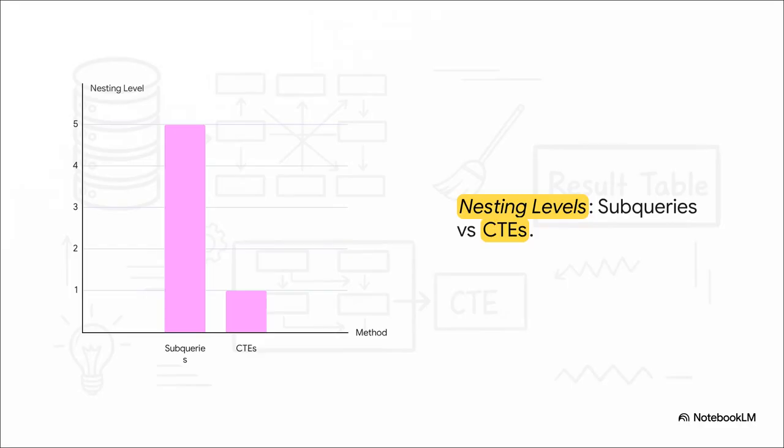Just think about the massive difference in nesting levels. A subquery setup creates these deep, confusing layers of nesting where you're forced to read your code backwards, from the inside out. But a CTE, it keeps your code wonderfully flat and readable, laying all your logic out sequentially, step by step.